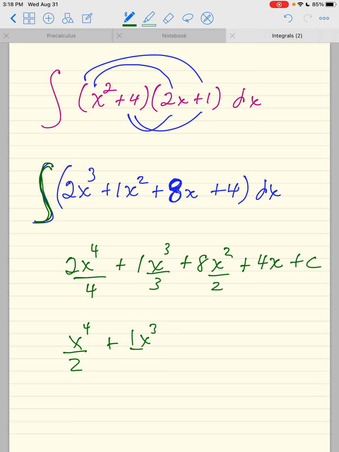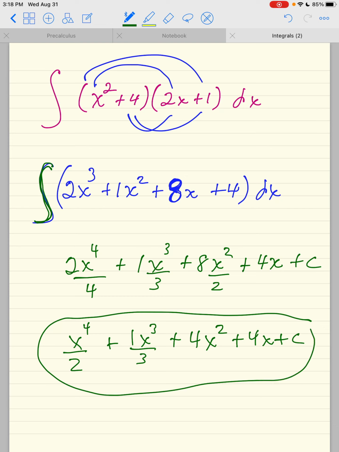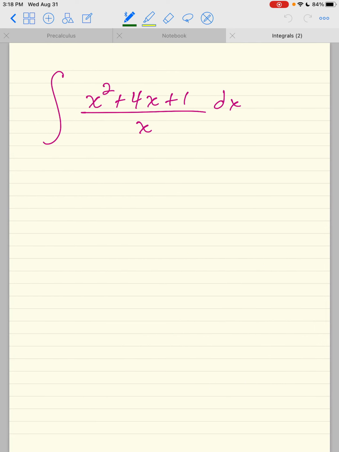1 over 3, 4x squared, 4x plus c. If I'm going too fast, you can always pause or rewind, okay? So we can never ever integrate products. We can't integrate quotients. So what do we do?